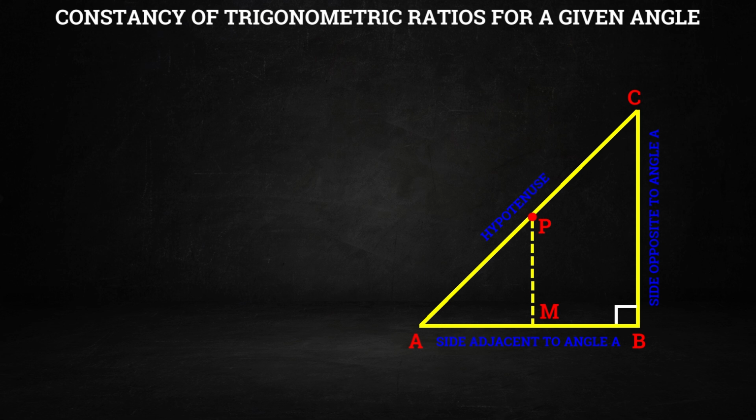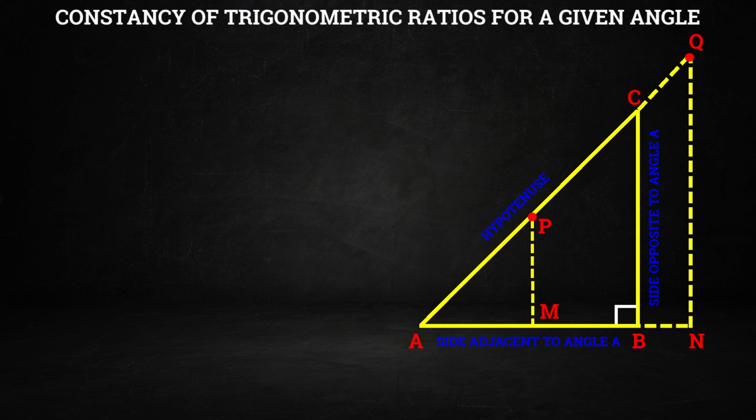Alternatively, we could take another point Q on the extension of AC and draw QN perpendicular to the extended side AB, forming triangle QAN, a larger triangle. Now here is the big question. Do the trigonometric ratios of angle A in triangle PAM or QAN change from those in triangle CAB?